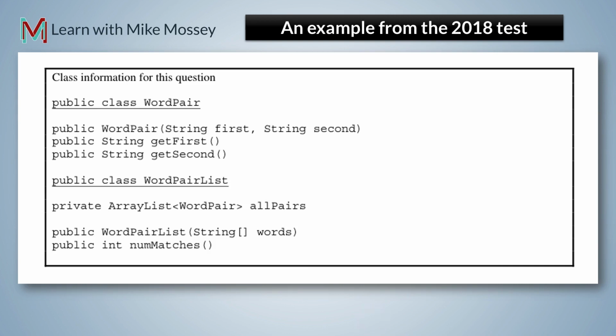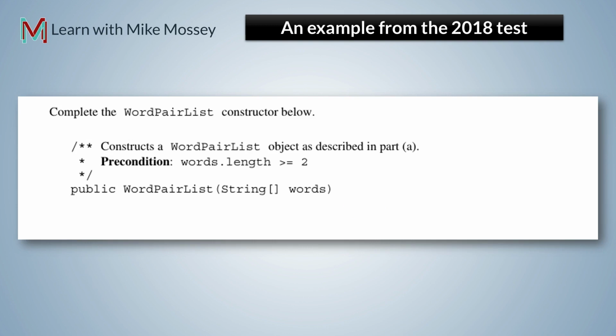This just repeats the information for this question. I'm going to skim it here. Look at the class name WordPair, the methods, class name WordPairList. In the actual test you would read this very closely. I don't see any new information here. And here's where they give you space to write the constructor.